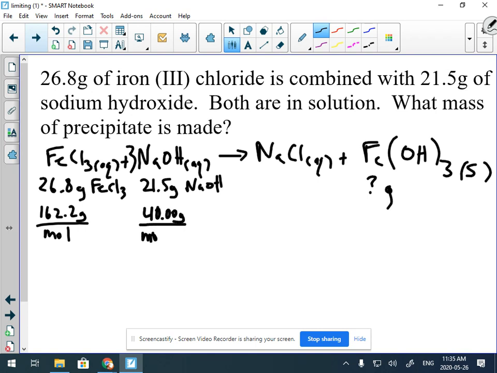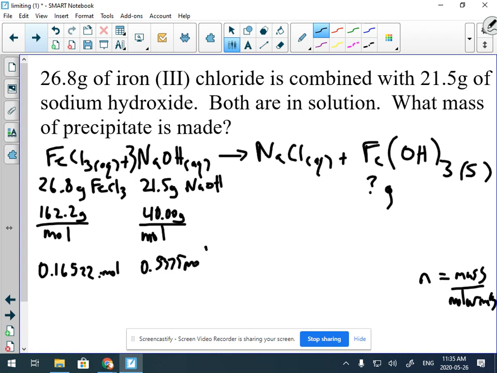Okay. Now let's use that formula. Number of moles is equal to mass over molar mass. That's that shortcut to get number of moles. So 26.8 divided by 162.2, I get 0.16522 moles. Okay. 21.5 divided by 40, I get 0.5375 mole.